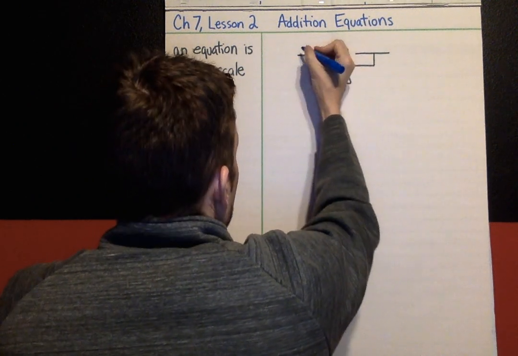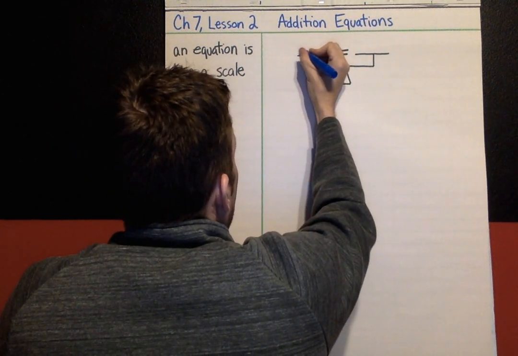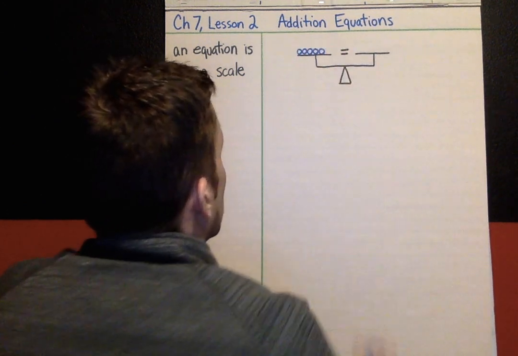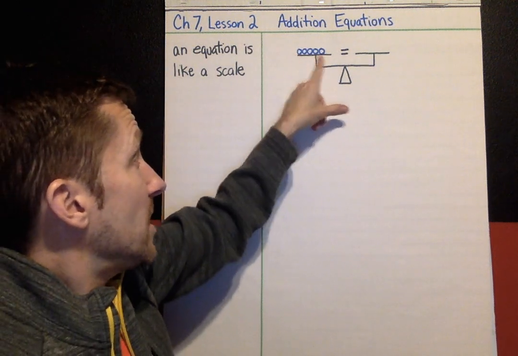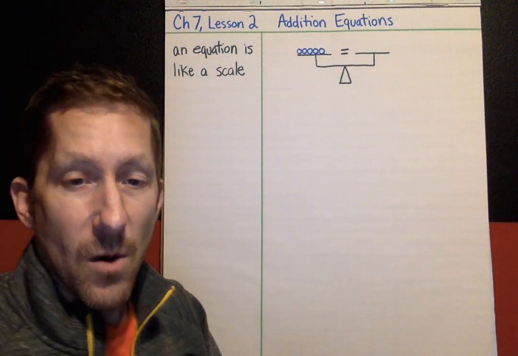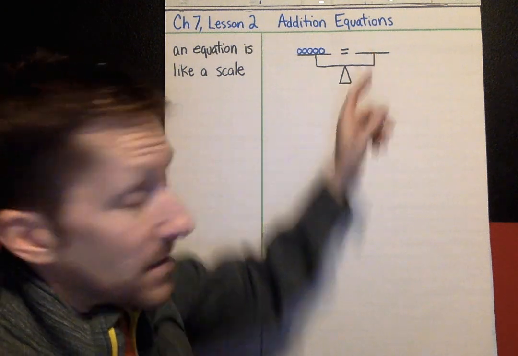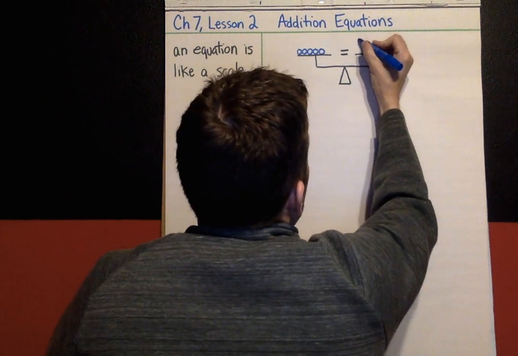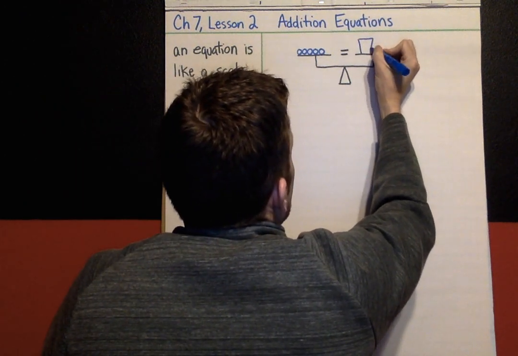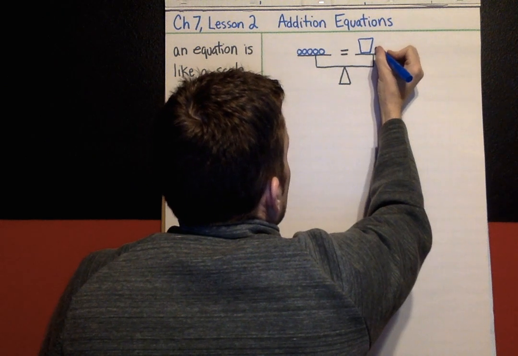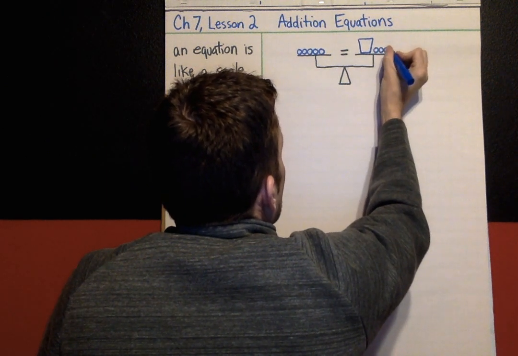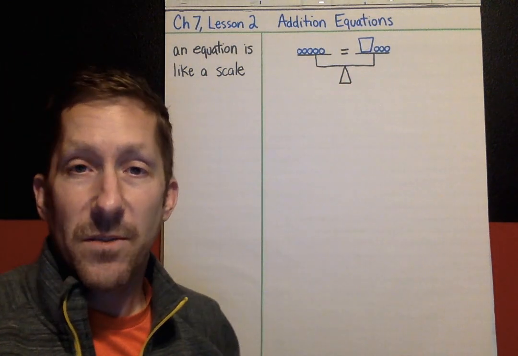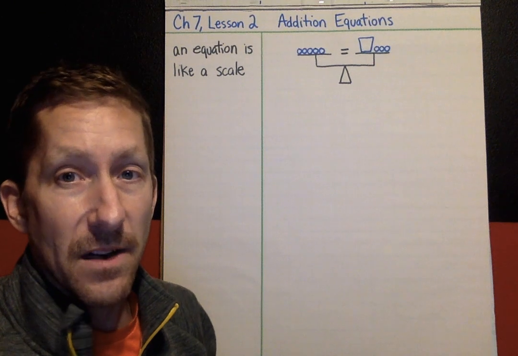Okay, today we're going to build a scale model for an equation, and on this side of the scale, I'm going to have 5 counters representing 1, so I've got 5 counters. Each of those counters represents a 1. On this side of the scale, I'm going to put a cup and 3 counters.